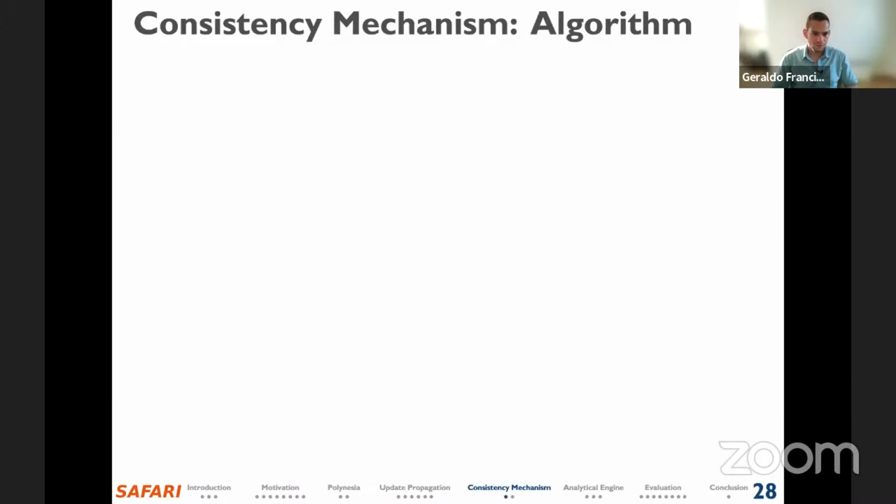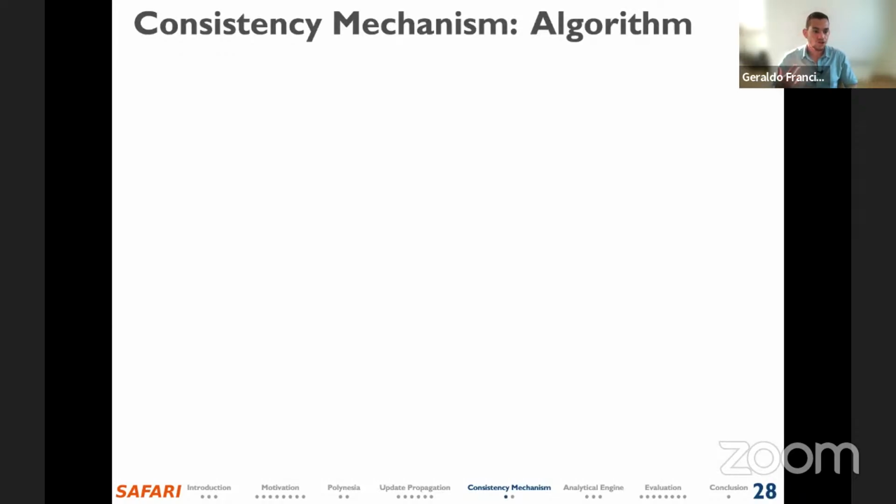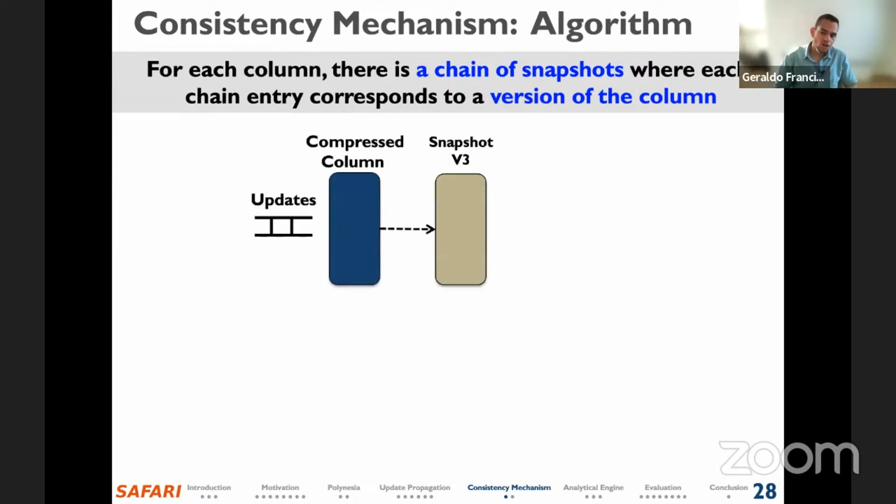Next, I'm going to describe our consistency mechanism. Our consistency mechanism relies on a combination of snapshotting and versioning to provide data consistency for analytical queries. For each column in the analytical replica, there is a chain of snapshots where each chain entry corresponds to a version of a column.